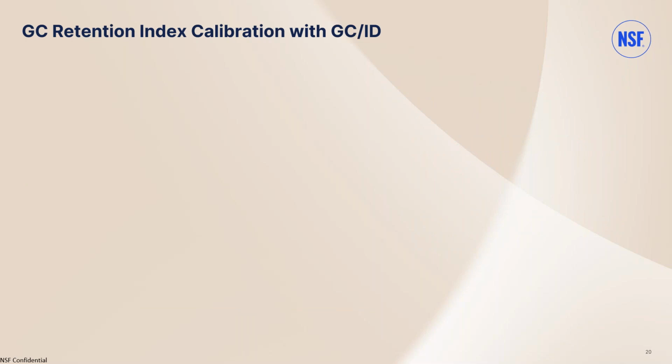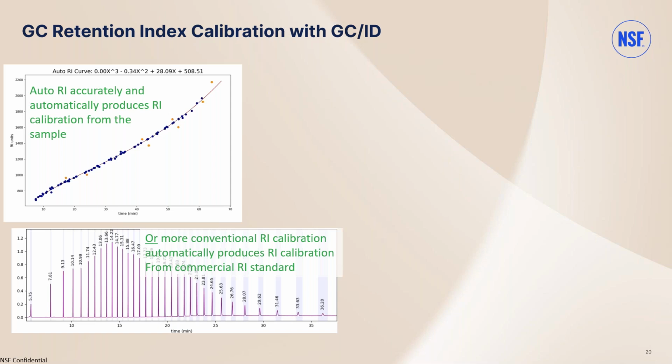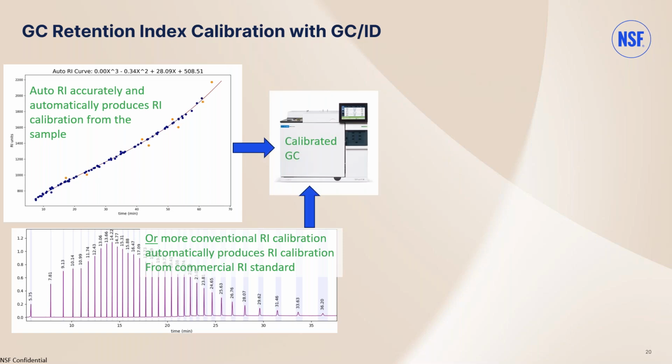So a really powerful identification tool that's incorporated in GCID is the retention index calibration. The way this works is it can evaluate the retention times of well-identified peaks in your sample, typically a standard or something like that, and generate a retention index curve based on that. Or what we do in the lab is, before each run, we run a series of alkanes, which GCID can then identify and calibrate the retention index based off of that.